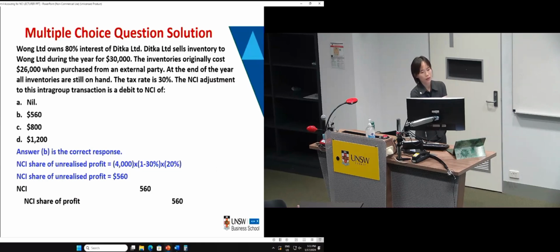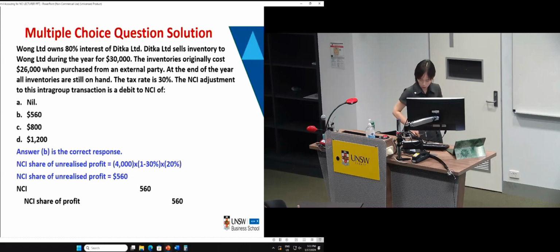Now, what is our NCI adjustment? You can see the 4,000 is a before-tax profit. After-tax profit is 4,000 times 70%, so 2,800. So the elimination entry you prepared will effectively reduce the profit that the subsidiary contributed to the group by 2,800, right? And when the subsidiary's profit decreases, NCI's share of the profit should also decrease. That is based on 2,800 multiplied by 20%.